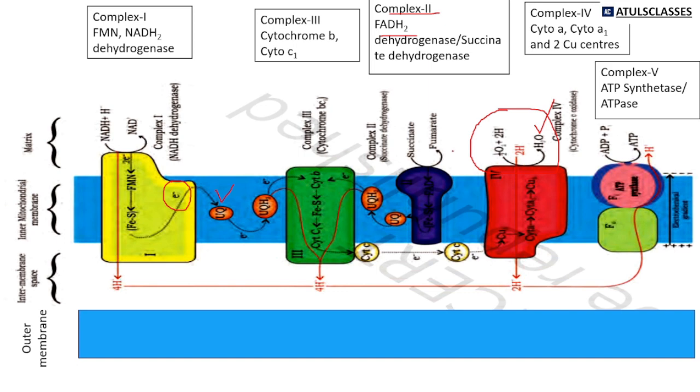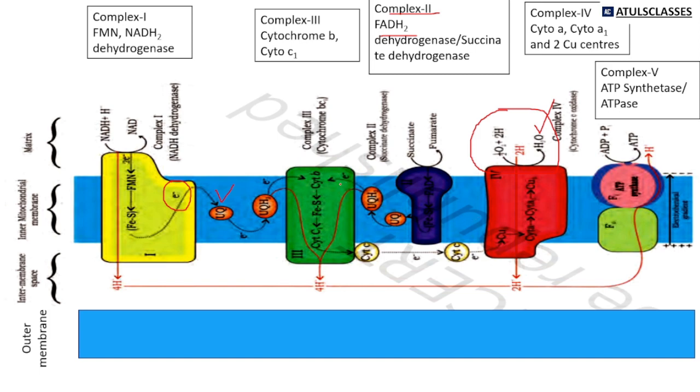Complex 1, FMN and NADH2 dehydrogenase. Complex number 2, which is succinate dehydrogenase, where succinate and fumarate conversion will take place. Complex number 3, where cytochrome B and C1, or we can call it the cytochrome BC complex, and then cytochrome 4. So the electron is moving and it is being transferred to cytochrome B, and then FeS, and then cytochrome C.